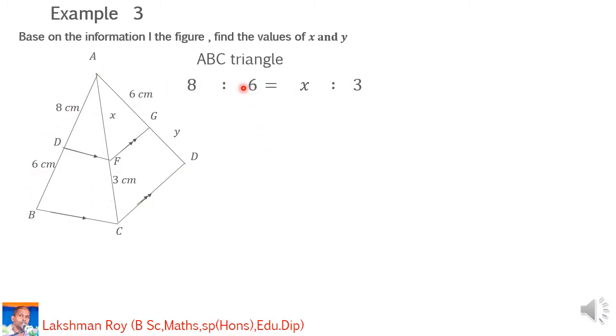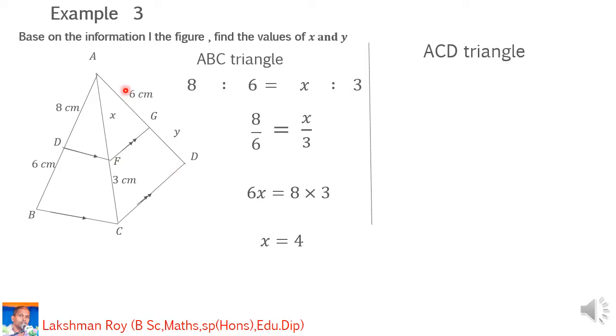Now you can write this as a fraction, student. 8 over 6 is the same as x over 3. Then cross multiply, 6 multiplied by x, 6x, equals 8 into 3. Then if you divide by 6, you get x is 4 centimeter. Then to find y, we should go to the ACD triangle.